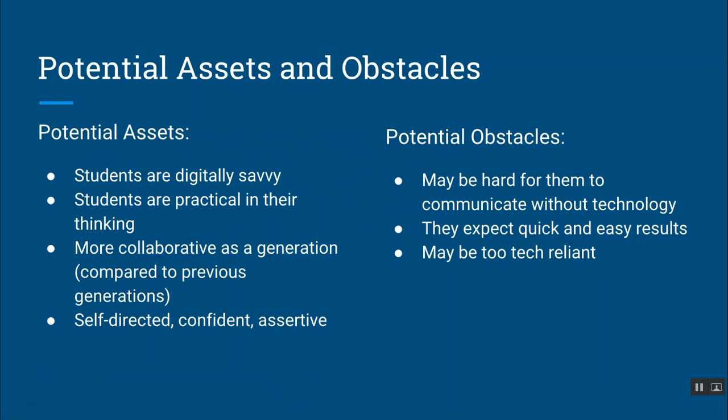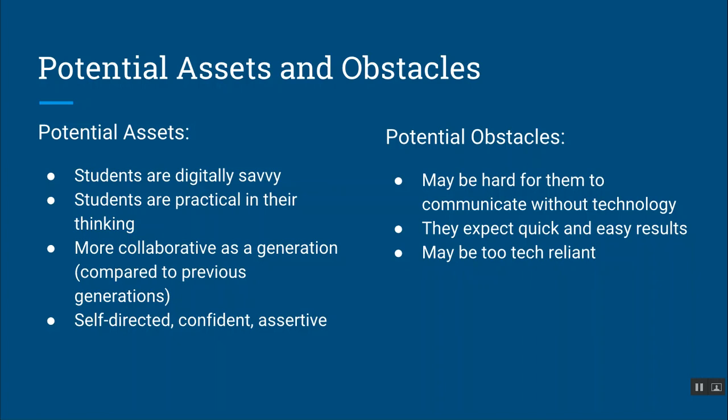Potential assets and obstacles. So for potential assets, we have that these students are digitally savvy. They're practical in their thinking. They're more collaborative as a generation when compared to older generations. They are also self-directed, confident, and assertive. Students are more open to practical problem-solving type thinking, which may leave them more open to collaborative learning and collaborative lessons, which is important when thinking about how to teach these students.